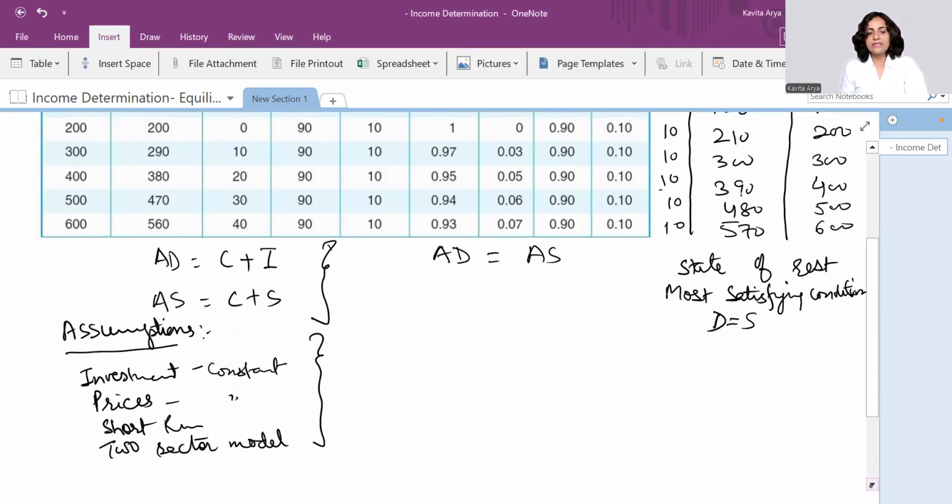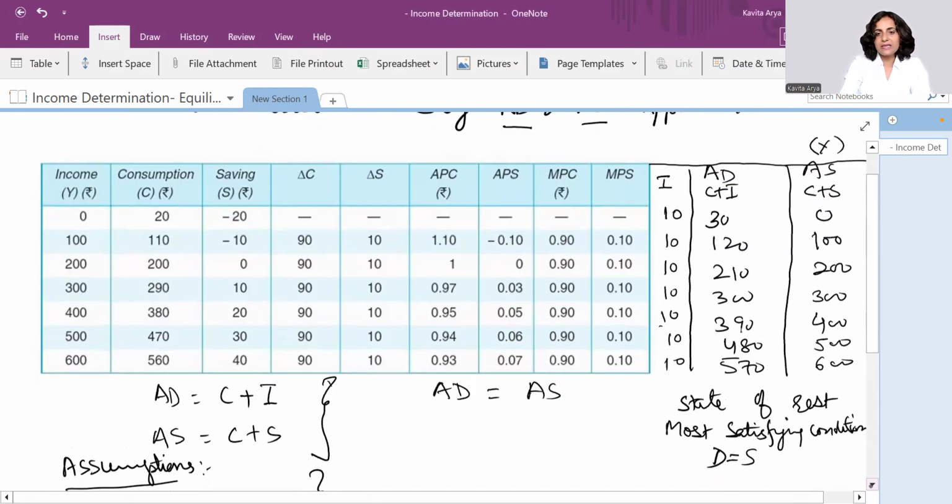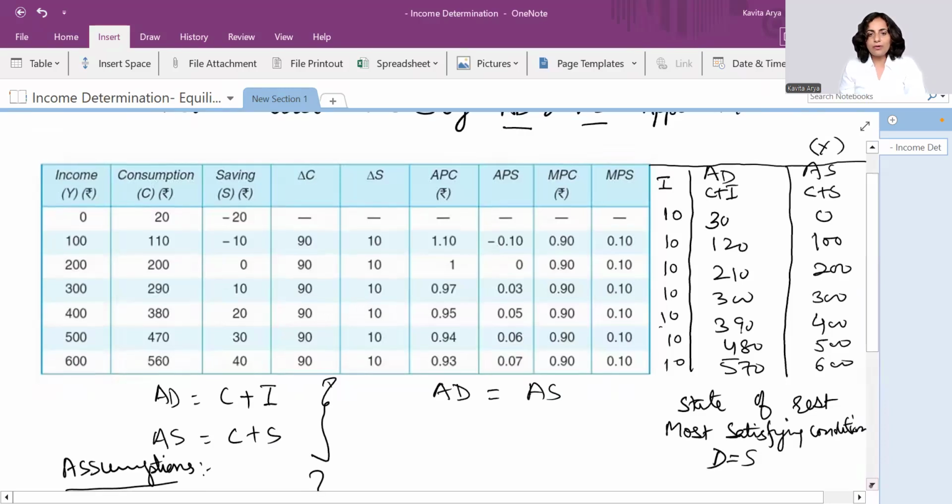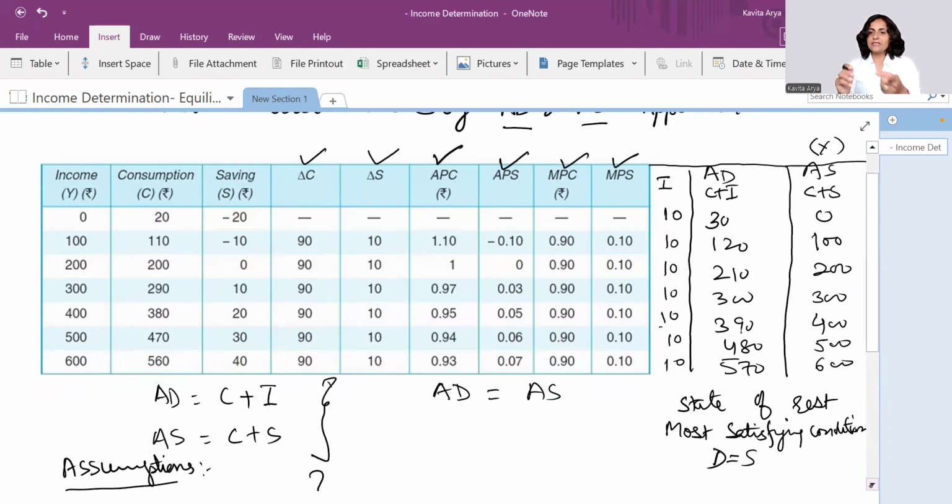So after giving these four assumptions, you can simply go ahead with the schedule and curve. So just see, in this schedule, you really do not need APC, APS, MPC, and MPS here, nor delta C and delta S, of course. You need to have the basic elements of Y, C, and S, and I, along with AD, which you derive from the two components, and AS, which you derive again from two components.